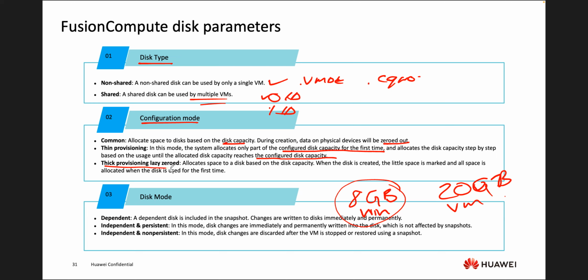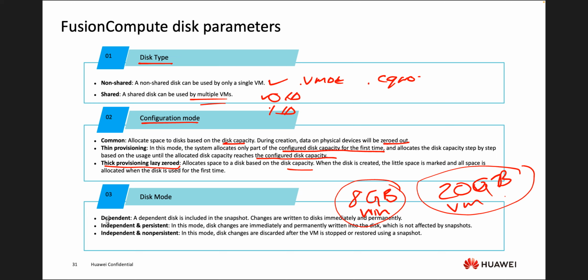And when you look at thick provisioning lazy zero, this now allocates the space to the disk based on the disk capacity, which in this case is 20 gig. And so when the disk is created, all space is allocated for the first time. So with thick provisioning lazy zero, everything is allocated immediately based on the requirements of that VM. Again, common depends on the capacity that's available. And obviously, depending on that, that's the common way of how Fusion Compute virtualizes disks.